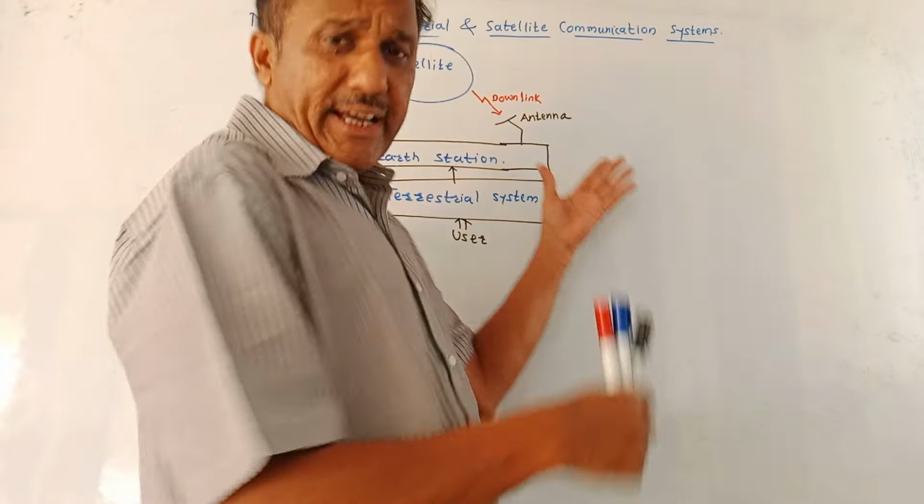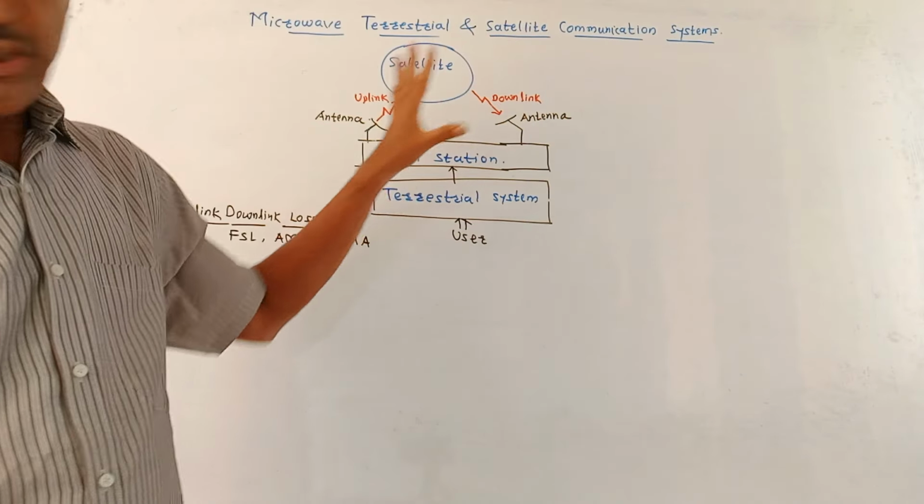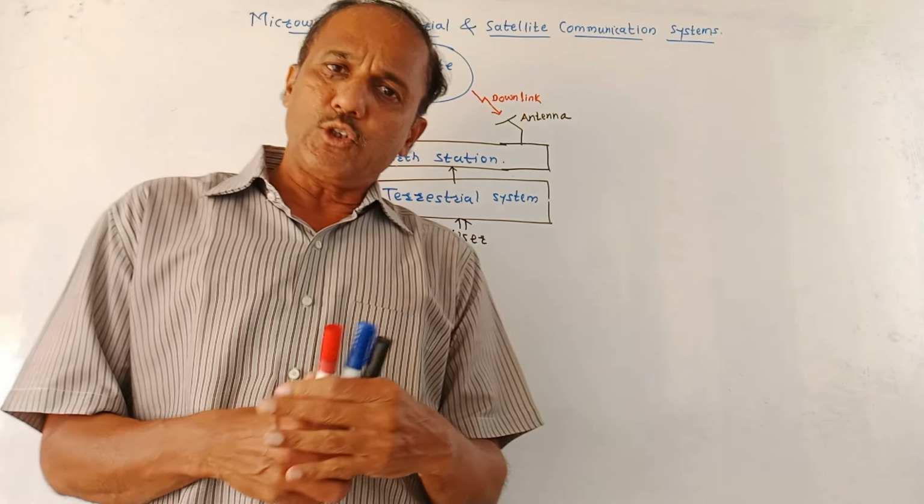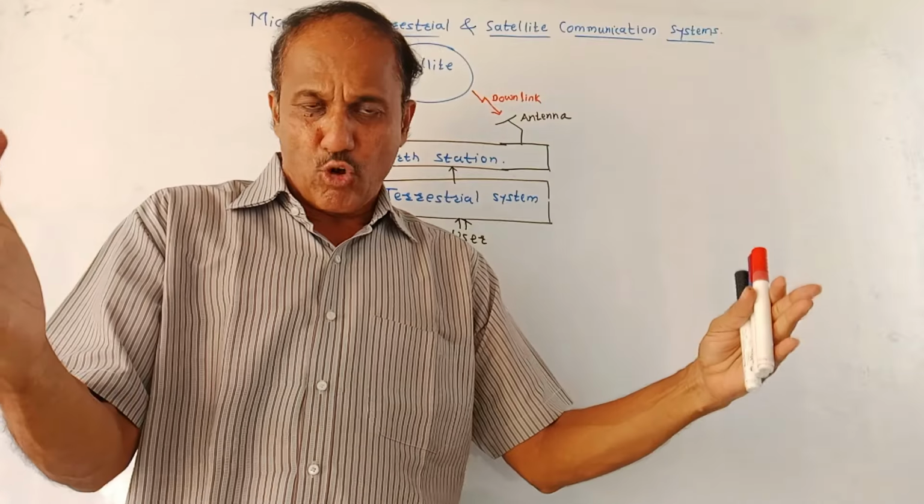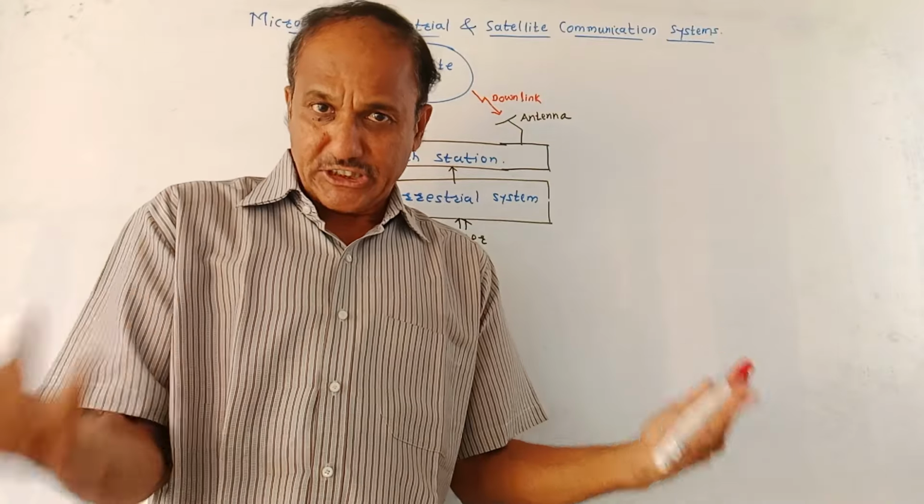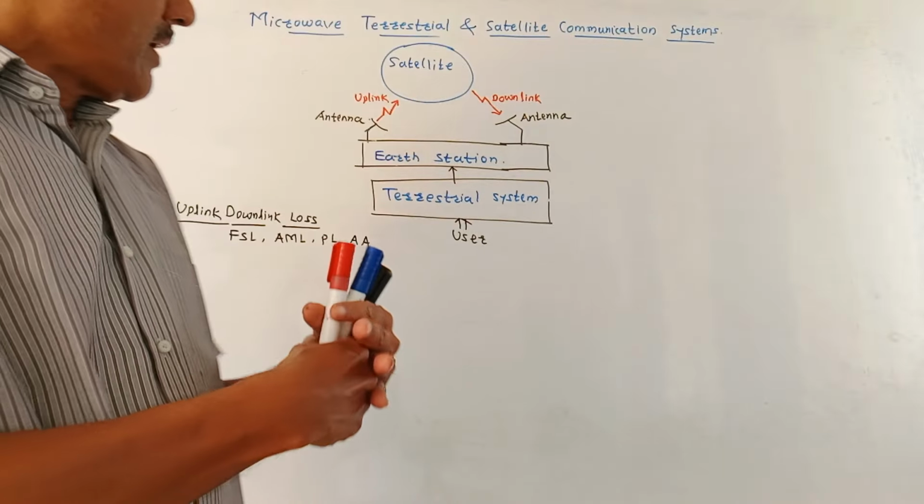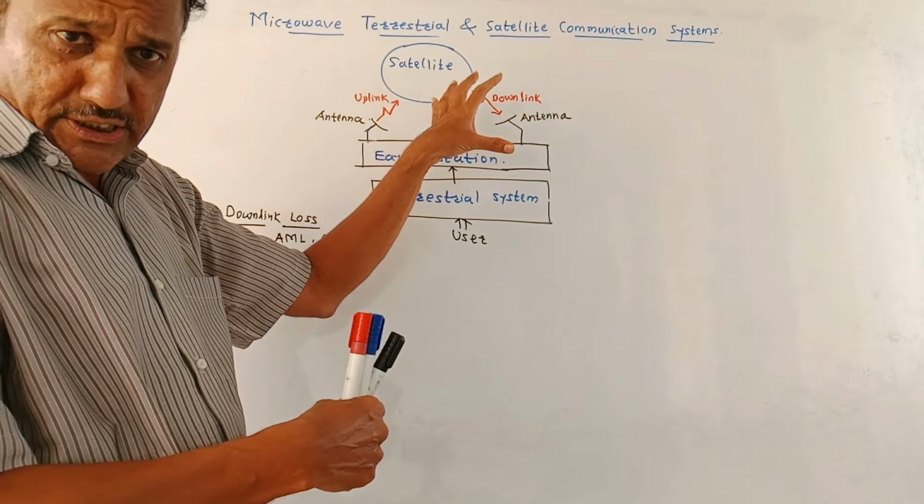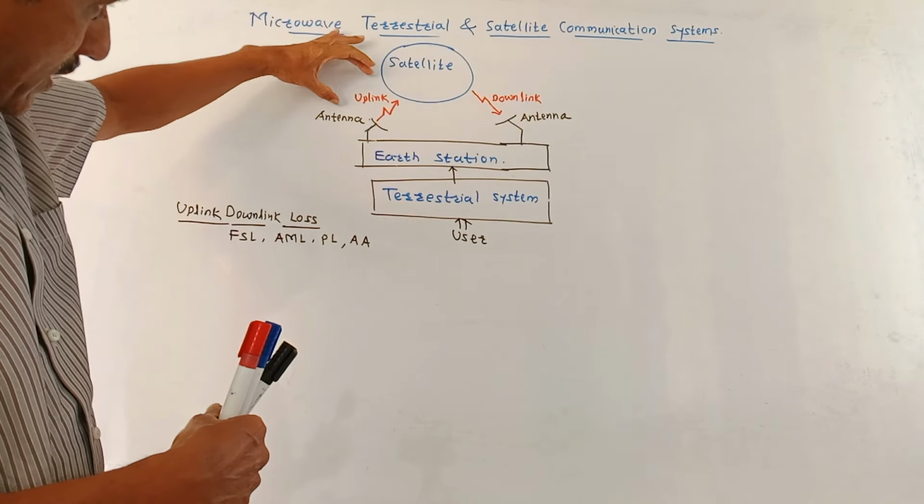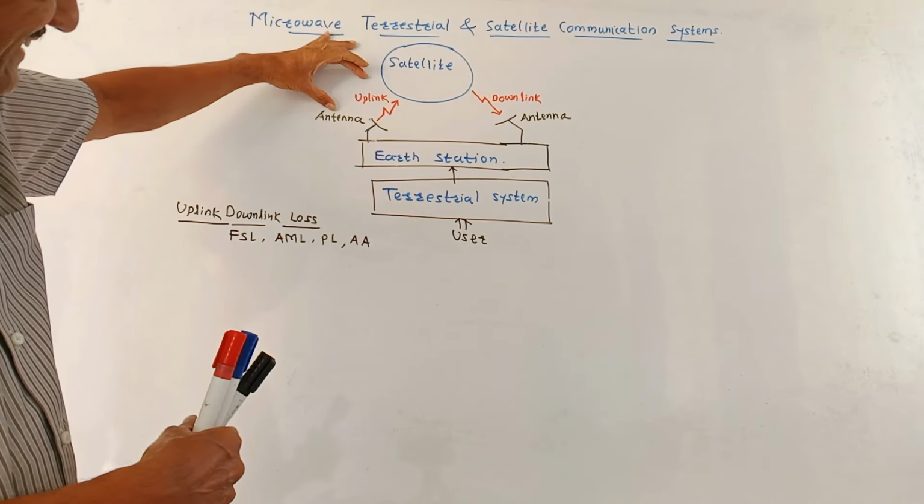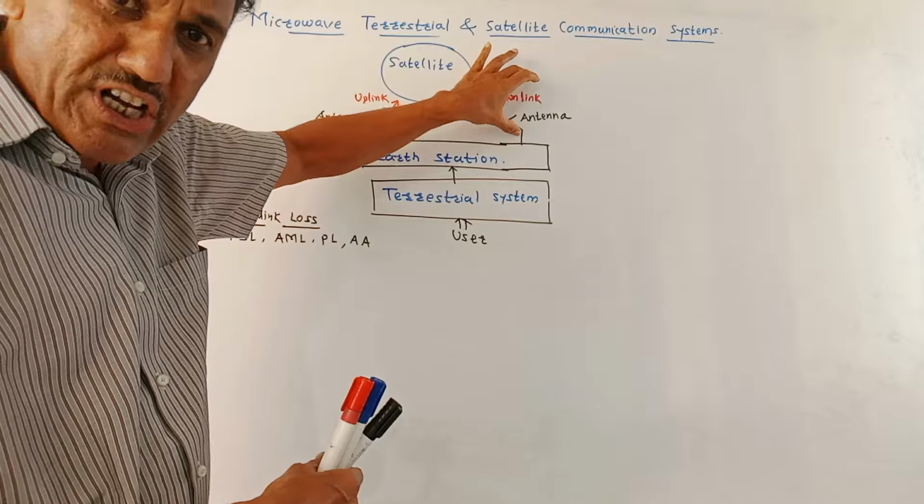This is the simplified diagram of the microwave satellite communication system. As such, there are two major parts. One is the space component, which is the satellite itself, and another is the ground station or earth station. This is a two-way communication system. So one or two more important terms are there. One is uplink and another is downlink.